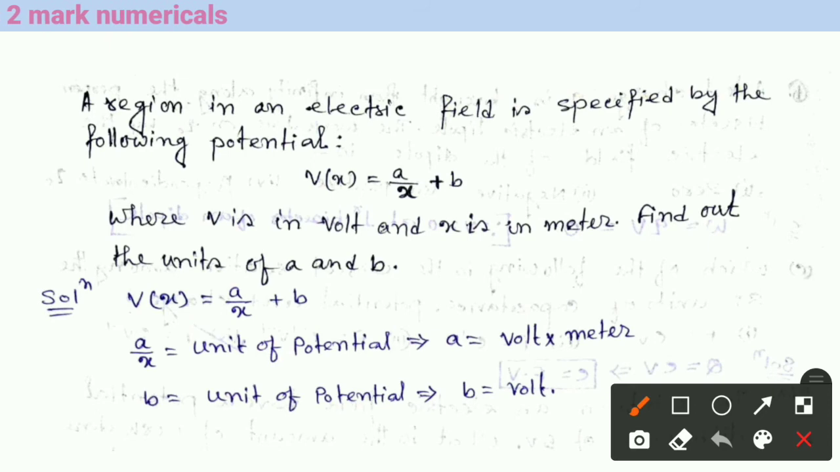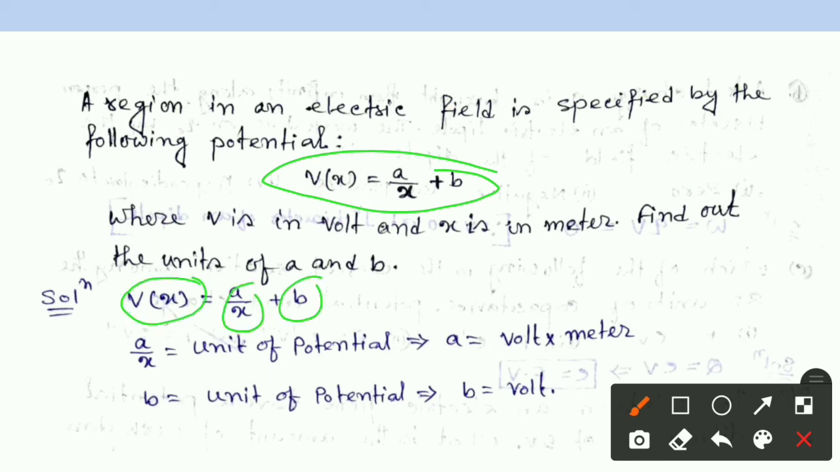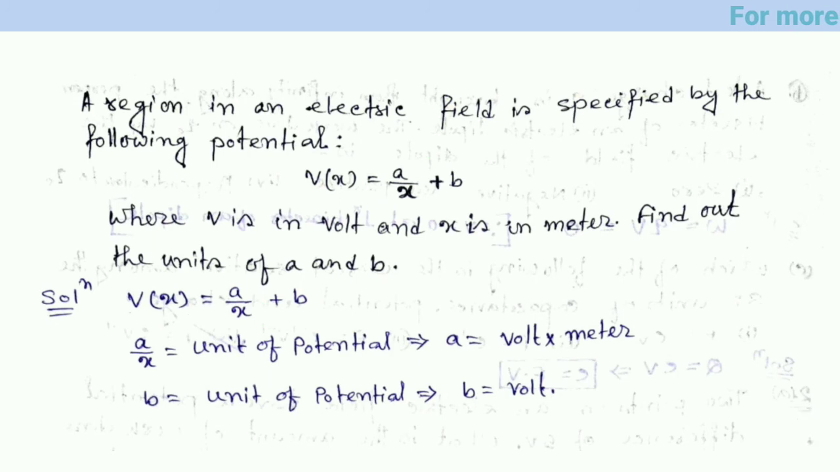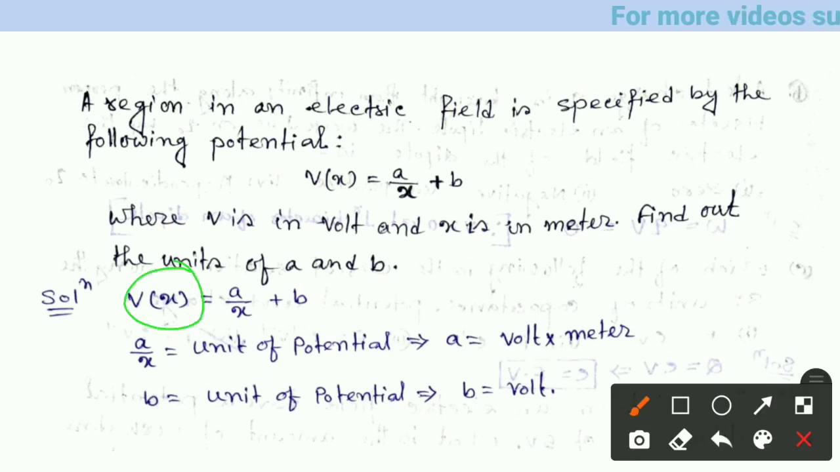Next question is, a region in an electric field is specified by the following potential: V is equal to A by X plus B, where V is in volt and X is in meter. Find out the unit. We know that by homogeneity of unit, or homogeneity of dimension, the unit of this quantity is equal to the unit of this quantity and the unit of this quantity.